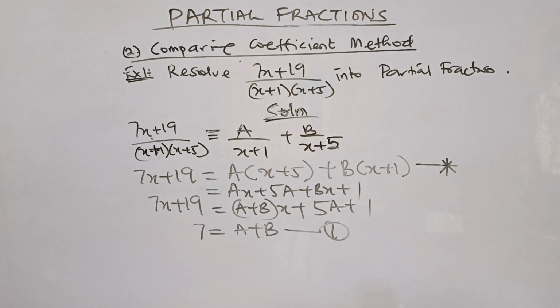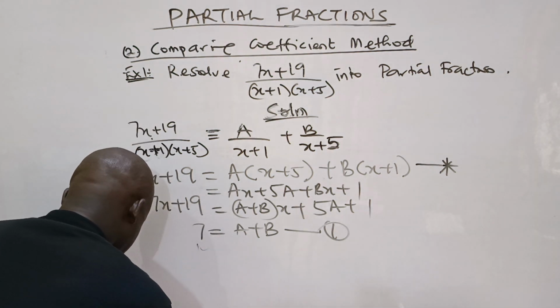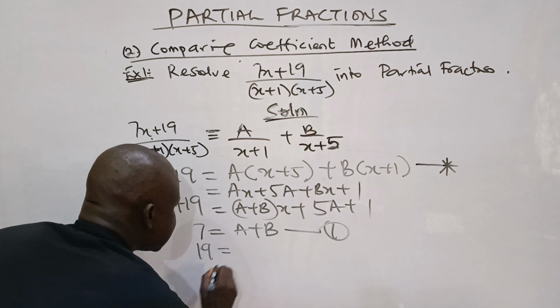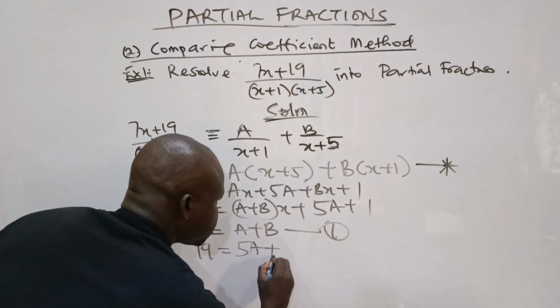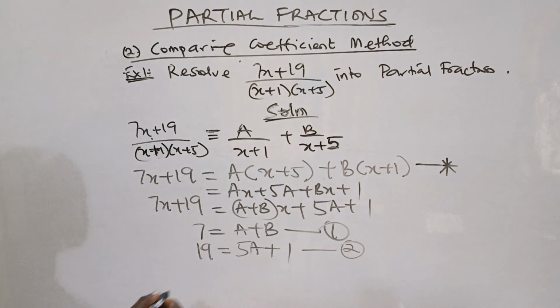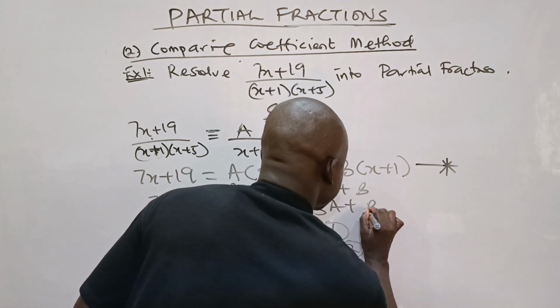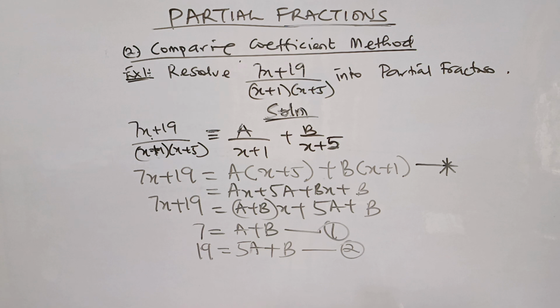We've decided to compare the first coefficient. Then let's look at the constant. The constant on the left-hand side is 19. It is equal to the constant on the right-hand side, which is 5a plus b. This is equation 2. Here it will be b because we use b to multiply. So these are what we compare from the method that we apply.